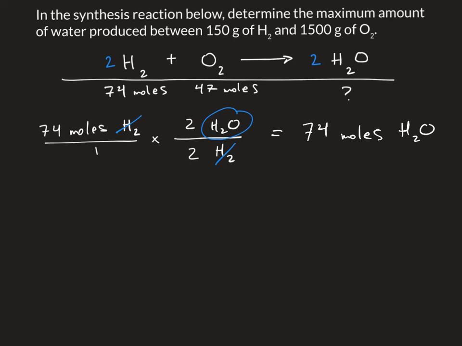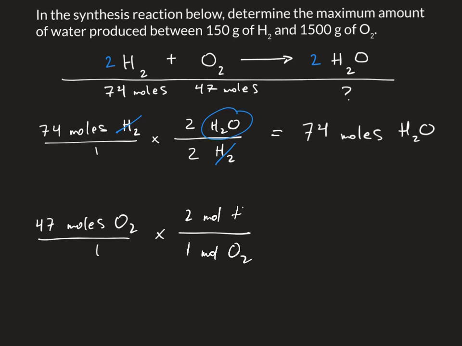Okay, so now we're going to go ahead and do the same thing with oxygen. Okay, so we have 47 moles of oxygen. And for every 1 mole of oxygen, we have 2 moles of water, right? Moles of oxygen cancels, leaving us with moles of water. And we multiply across, and we get 47 times 2, which gives us 94 moles of water. Okay.